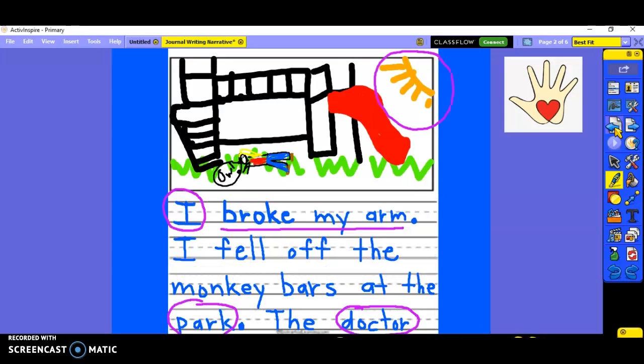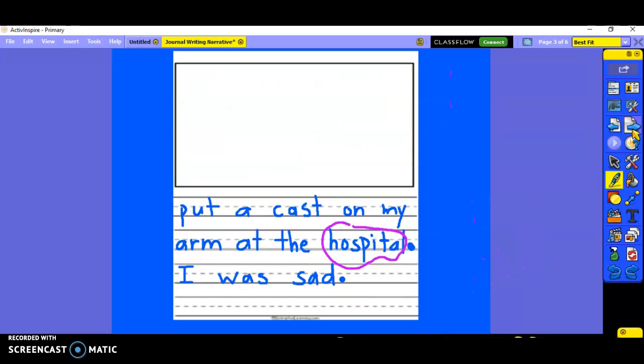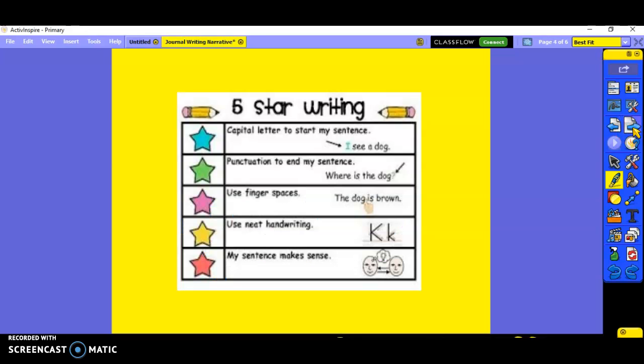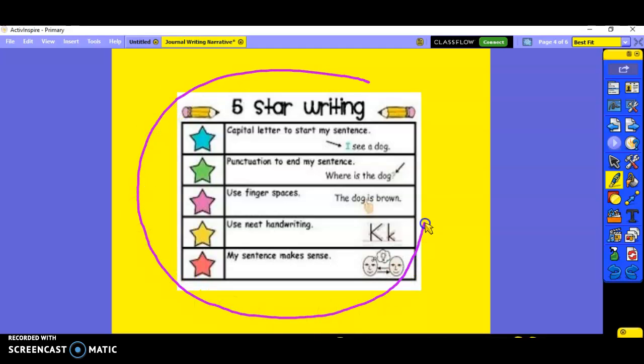Let's go to the how. How did I break my arm? That's right, I fell off the monkey bars. But guess what? That how is very, very important. It also talks about how you felt, your feelings. And did Miss Nakian include that? Yes, I told you I was sad. That's a very important part of your narrative writing. How did you feel?